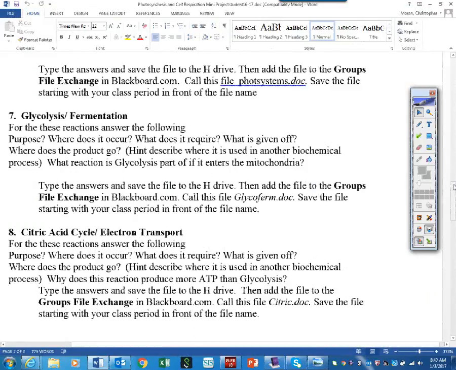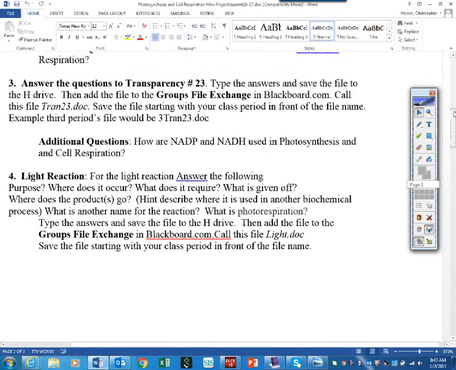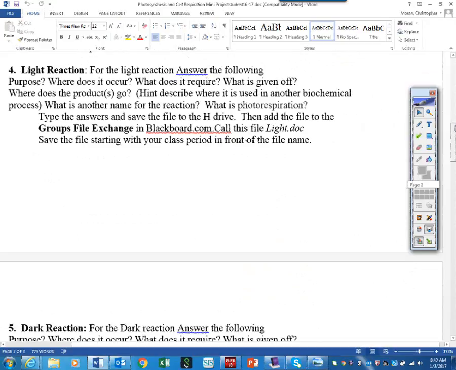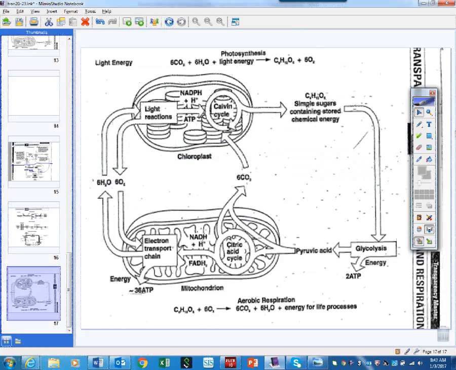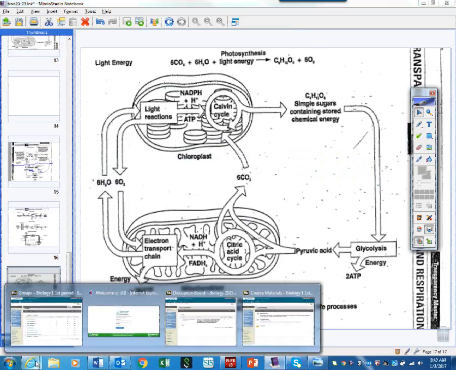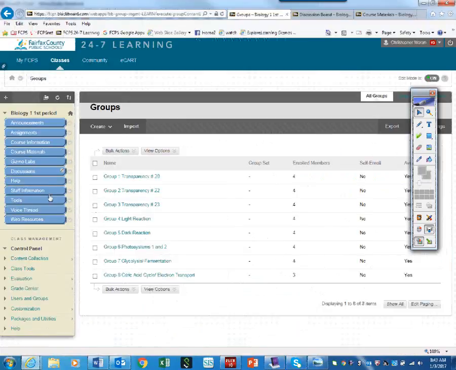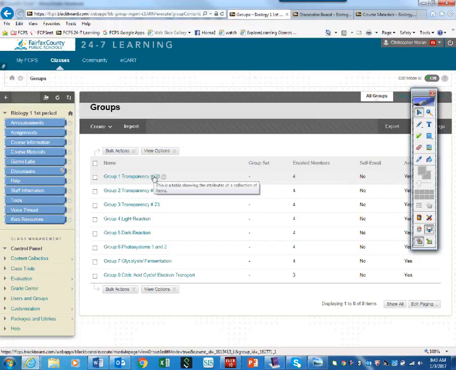So Mr. Matheny pointed out to you guys, 1 through 3 have handouts. 4 through 8, their questions are right here. So what you're going to do is answer these questions. We'll verify your answers, and then we're going to go to Blackboard. You'll notice if you click Tools, there's 8 groups. Now I'm not going to open these, but inside there, that's where you're storing your answers today.